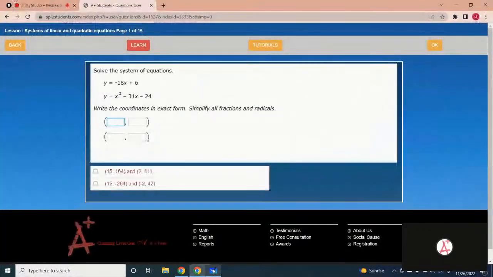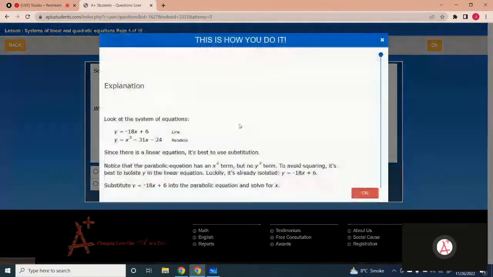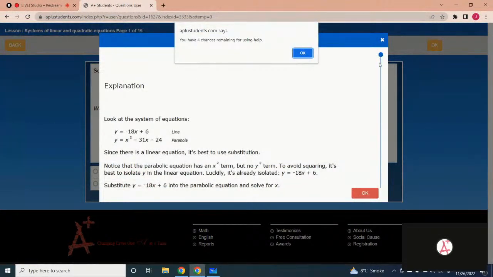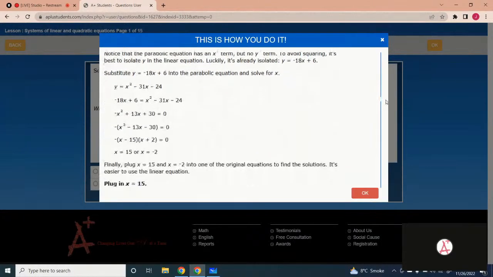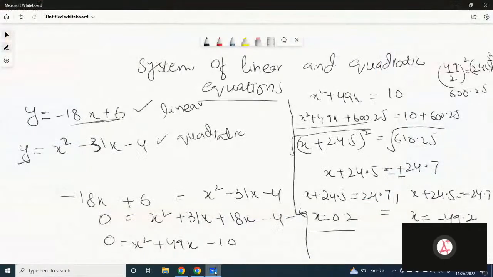Hmm, let me see. What is the mistake I have made? Negative 18x. Let me just see the equation, then you can solve it by using the quadratic formula method. Negative x square plus 13x, x square minus 31x. Negative x square plus 31x plus 30. No, I got the wrong equation actually. Here it is negative 13x, but I wrote it as positive. So it would be negative 13x. So I made a mistake here.